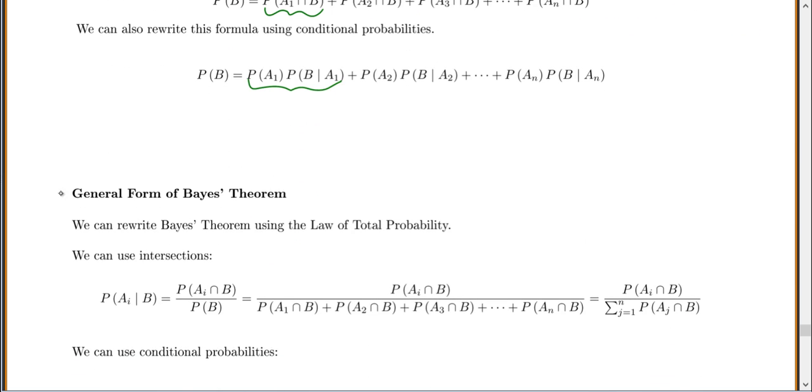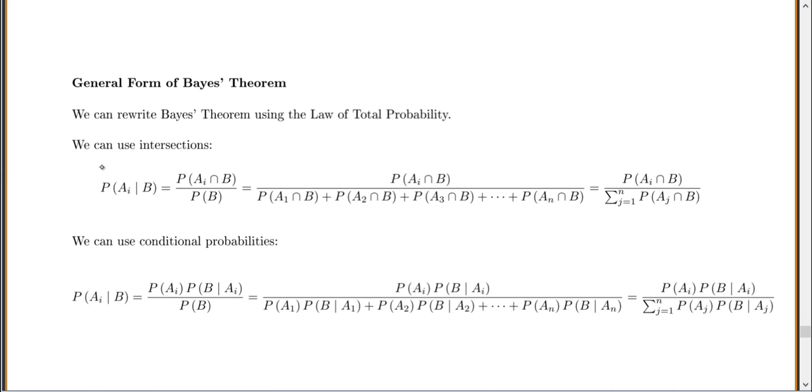And similarly, we have the general forms of Bayes theorem, which is we can rewrite Bayes theorem where if you have the probability of Ai given B, we know this to be the probability of Ai intersect B over the probability of B.